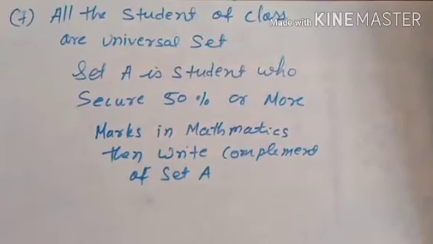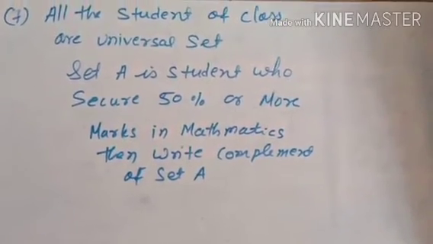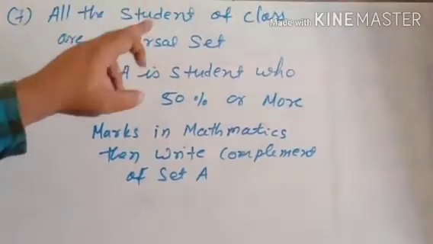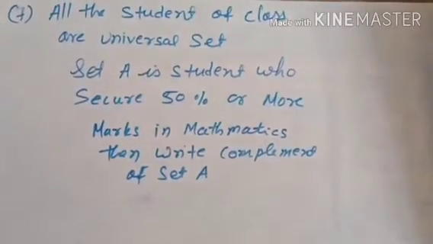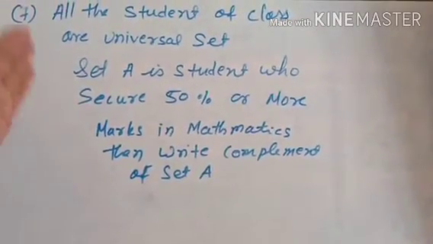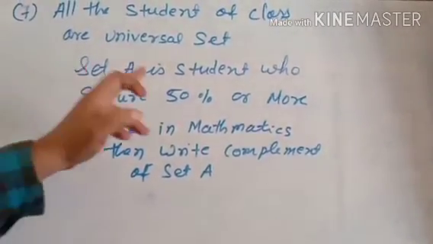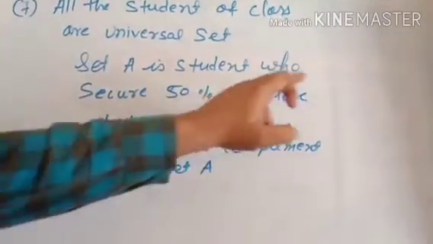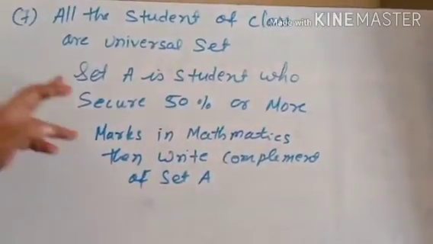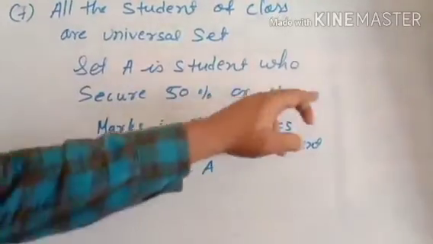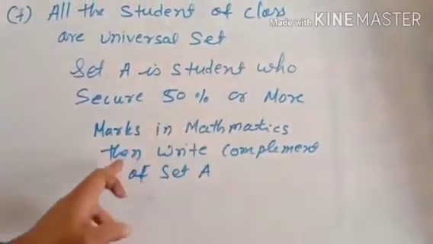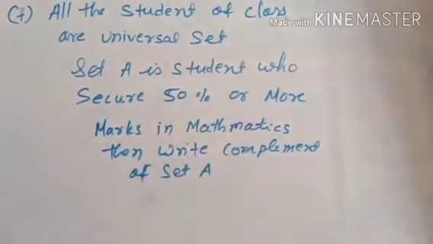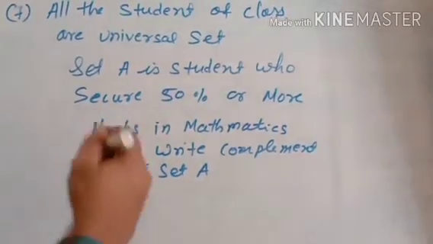So the last question of this exercise is what? All the students of the class are the universal set. Set A is the students who secure 50% or more marks in mathematics. Then write the complement of set A.